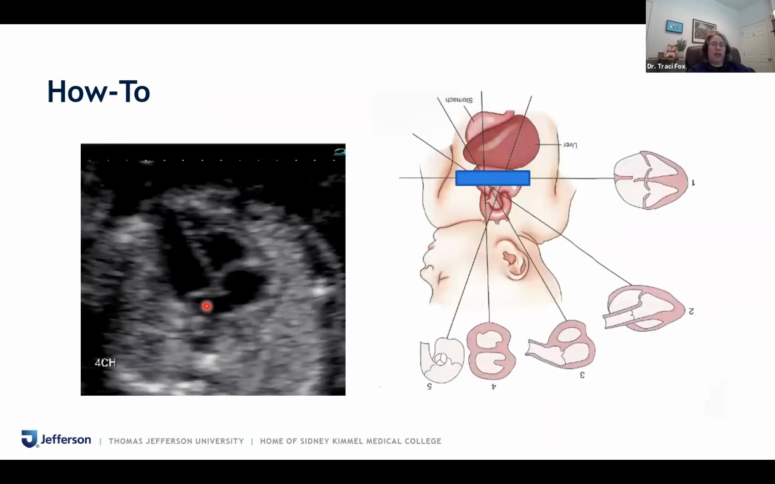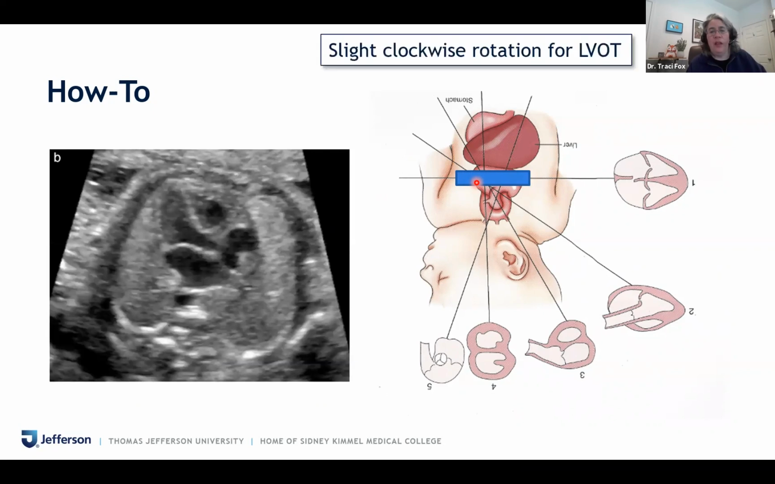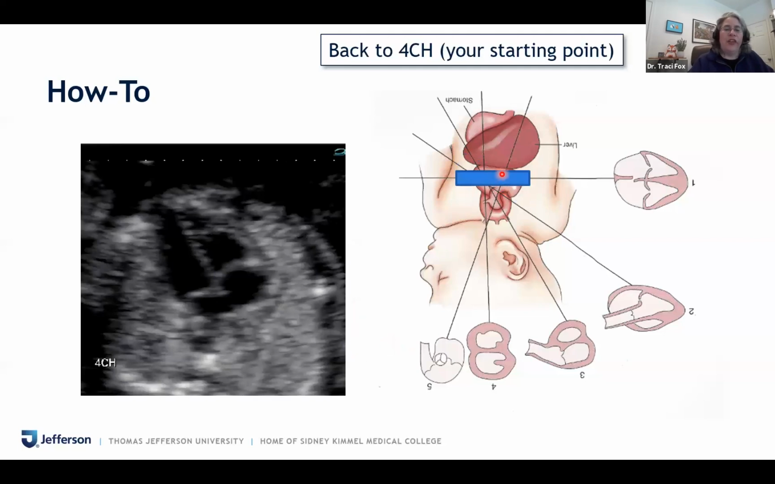So again, with the baby lying on its back, here is your true 4-chamber heart. It's just a true cross section. To get the LVOT, all you need to do is a slight counterclockwise twist of the probe. Don't angle it, tilt it, or move it. Just turn the probe this way. By just a slight twist of the probe, you now have the LVOT. Come back to your 4-chamber. Your 4-chamber view is your starting point. Very important to go back to the 4-chamber view.